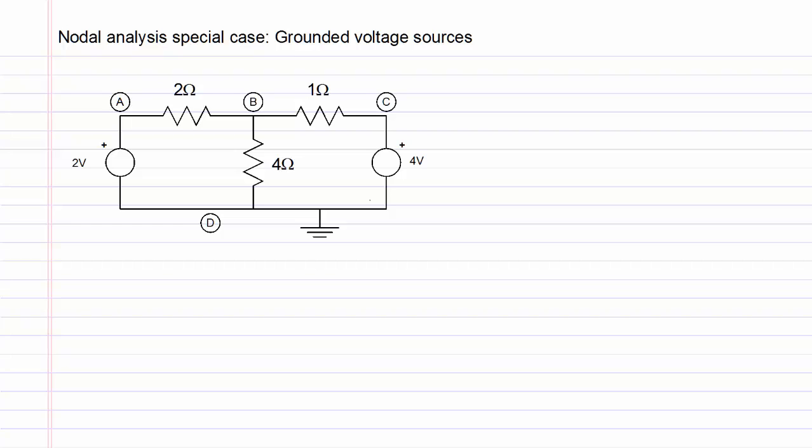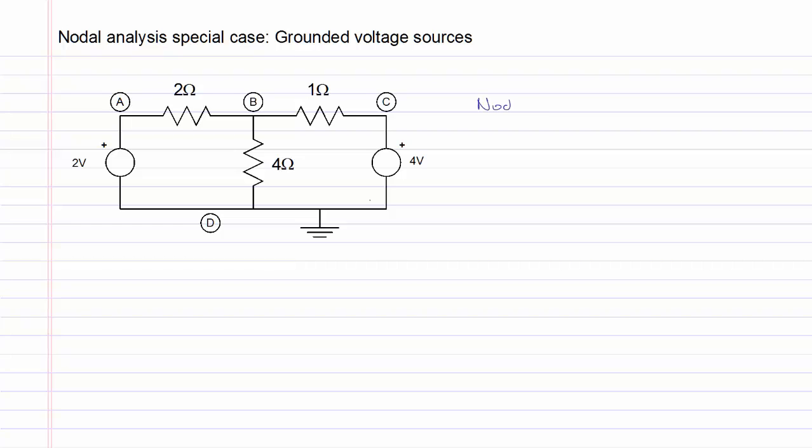The circuit shown has 4 nodes, and we have selected node D as the reference node or the ground node where the voltage will be 0 volts. The circuit also contains 2 independent voltage sources, and one end of each of these sources is connected to the reference node D. These 2 sources are called grounded voltage sources because they have one node which is common with the reference node. It does not matter whether the positive end or the negative end of the voltage source is connected to the reference node. What is important is that any one of these nodes is connected to the reference node.